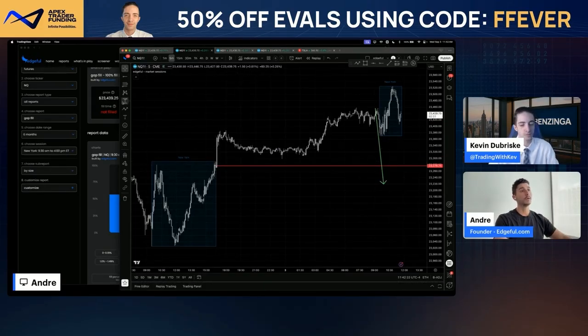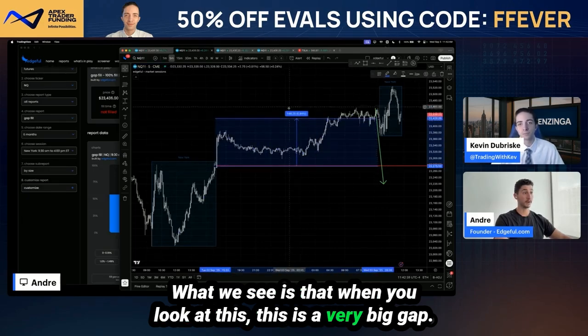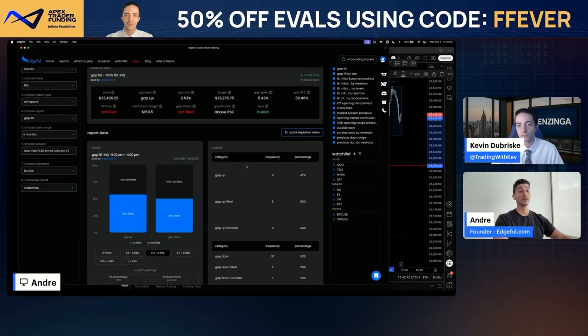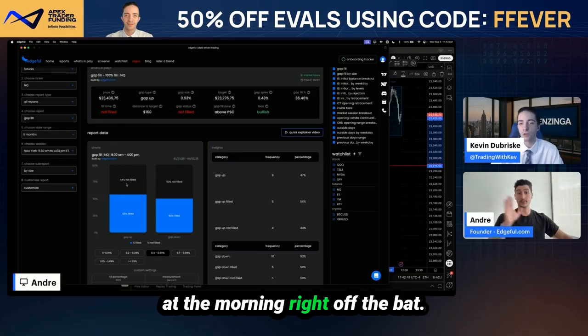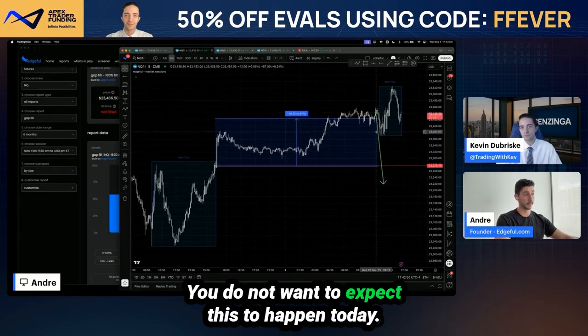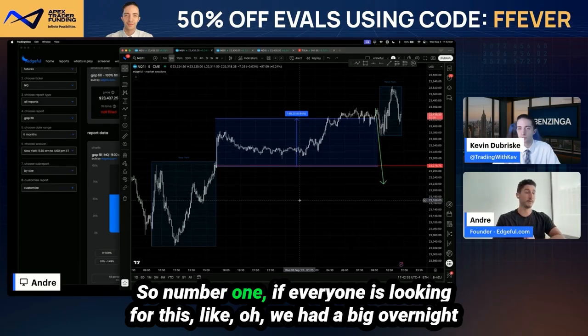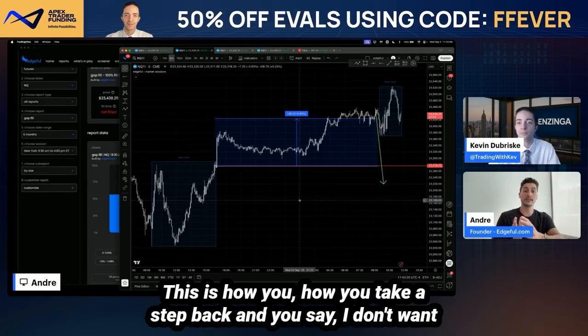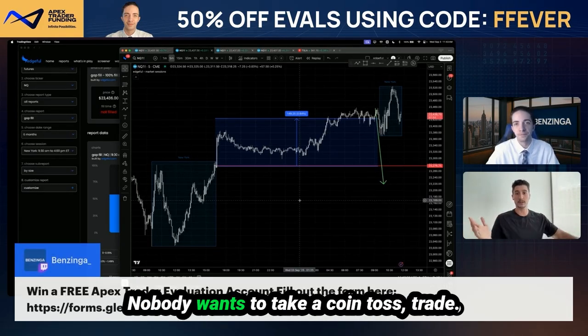So now, what we see when you look at this is a very big gap. This means that you don't want to have a bearish bias right at the morning, right off the bat. You do not want to expect this to happen today because of the size of the gap. So if everyone is looking for this, like, oh, we had a big overnight gap, we're going to sell off immediately, this is how you take a step back and say, I don't want to take a coin toss trade. Nobody wants to take a coin toss trade.